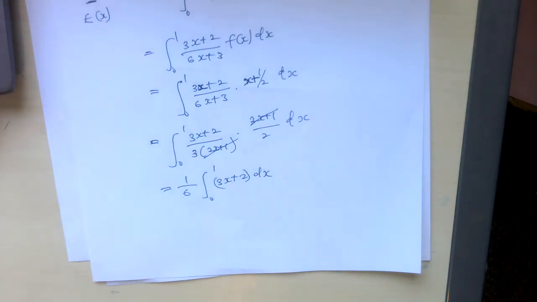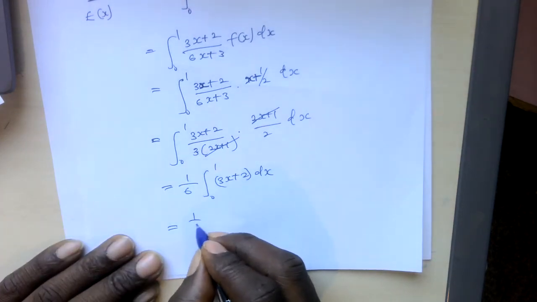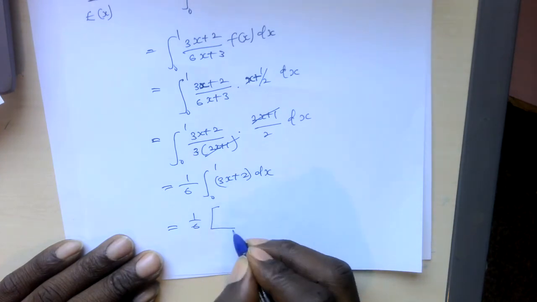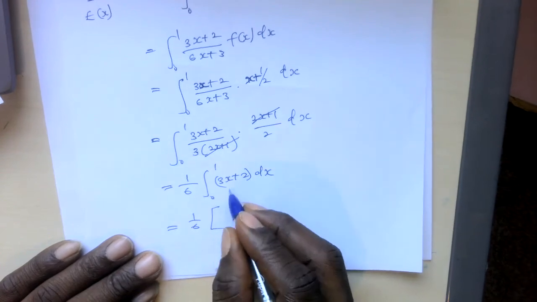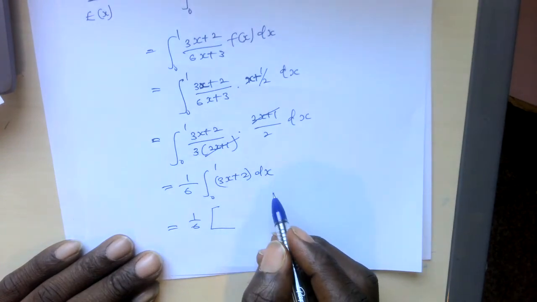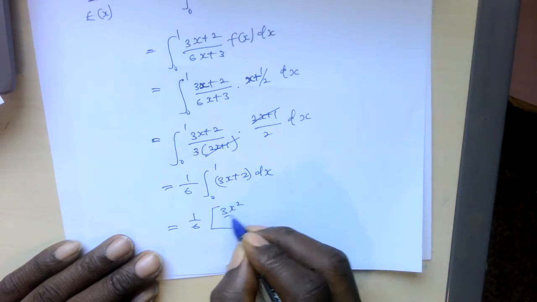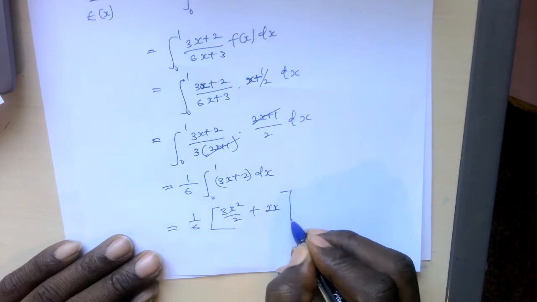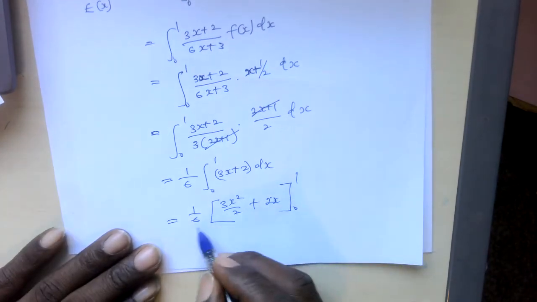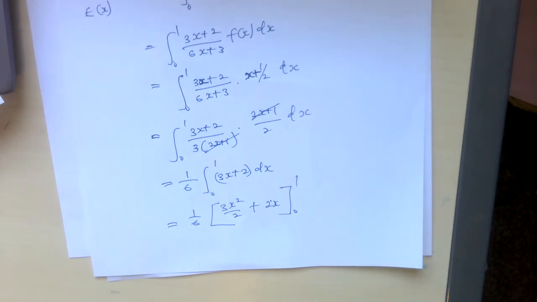So from here, we can now move on to find the integral. We have 1 over 6 times the integral of this: 3x squared over 2 plus 2x. So when you put in 1, minus when you put in 0 for x.